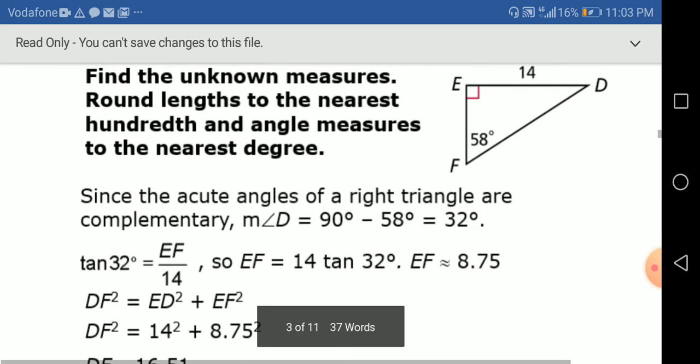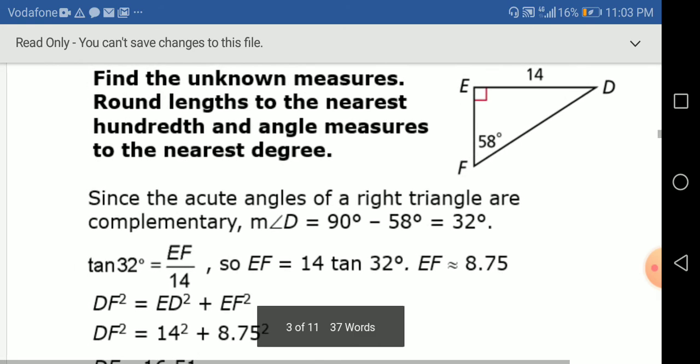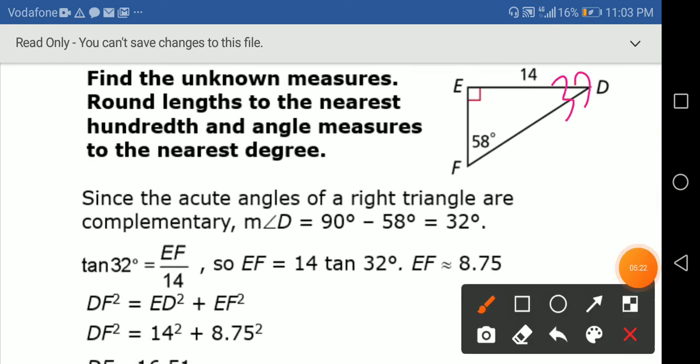Okay guys, I now need to know the length of DF, and the length of EF. So what about if I use tangent of angle? This is 32. I will ask myself, I need EF. Okay, we need the marker again. This is 32 and I need this EF. I need to know it, and I need to know this also.